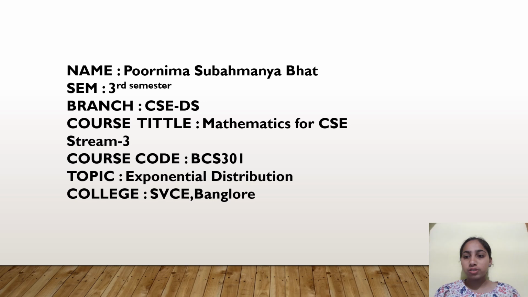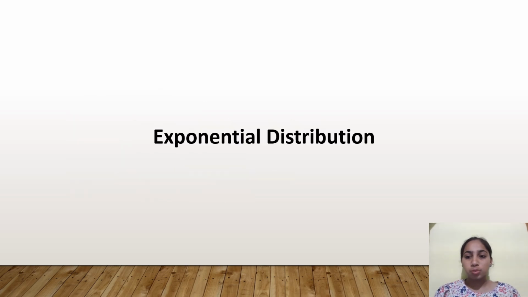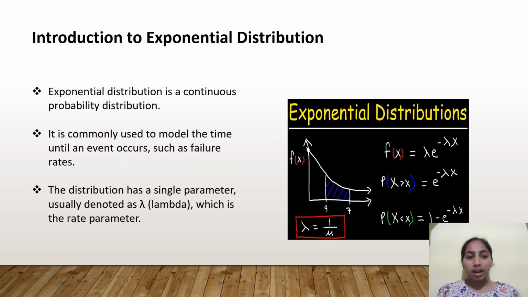We will move on to the first slide, that is exponential distribution, and then introduction to exponential distribution. In that, exponential distribution is a continuous probability distribution. It's commonly used to model the time until an event occurs, such as failure rates. The distribution has a single parameter, usually denoted as lambda, which is the rate parameter.